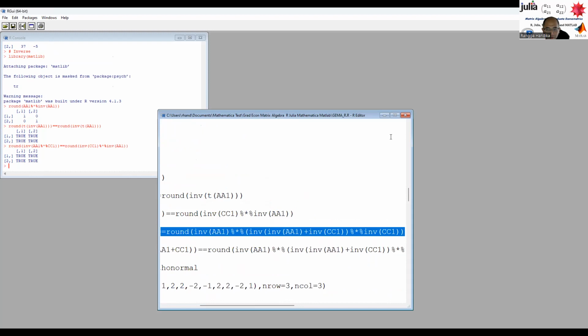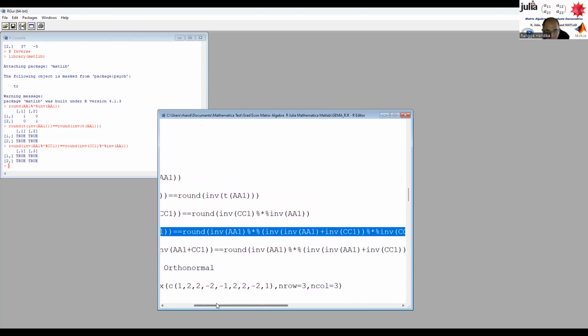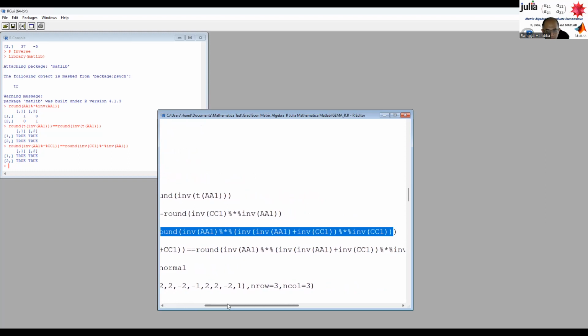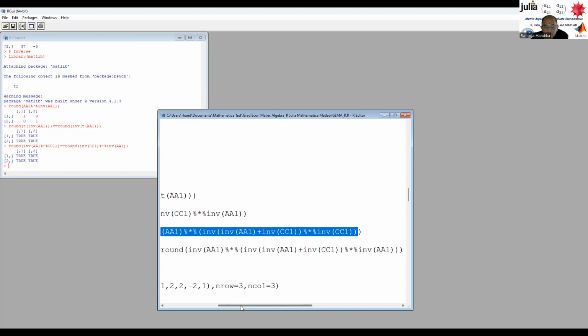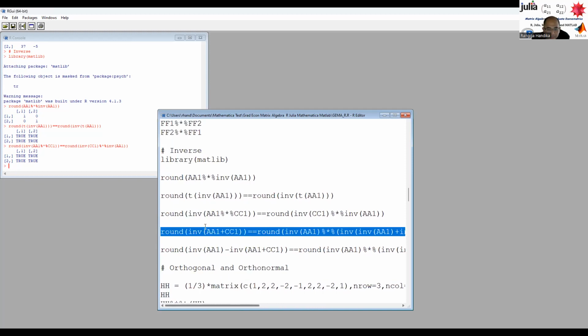You can see this is a bit long, so you can have a look. This is longer. The inverse of A plus C will be equal to the inverse of A multiplied by the inverse of A plus inverse C, in brackets, the inverse of that, and then after that multiplied by C inverse. A little bit complex.